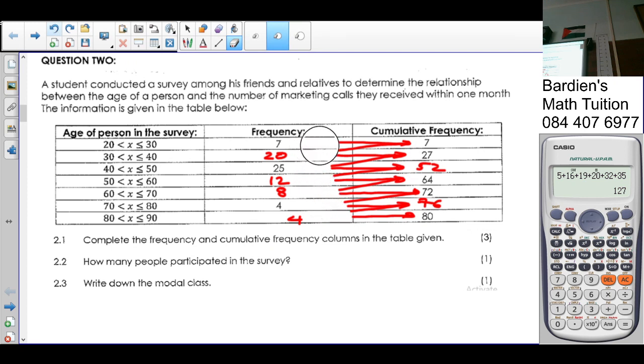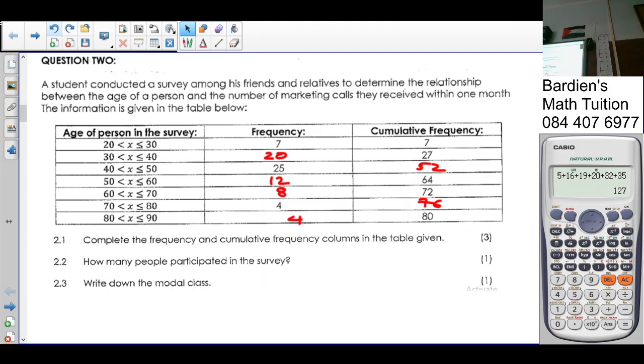As with your cumulative frequency table, it's also a common ask. You see, in stats, there's not much that I can ask you. Not so? Not much. So it's the same type of questions that get repeated all the time. Okay. The next question says, how many people participated in the survey? How many people took part in the survey? 80. No? 80 people.